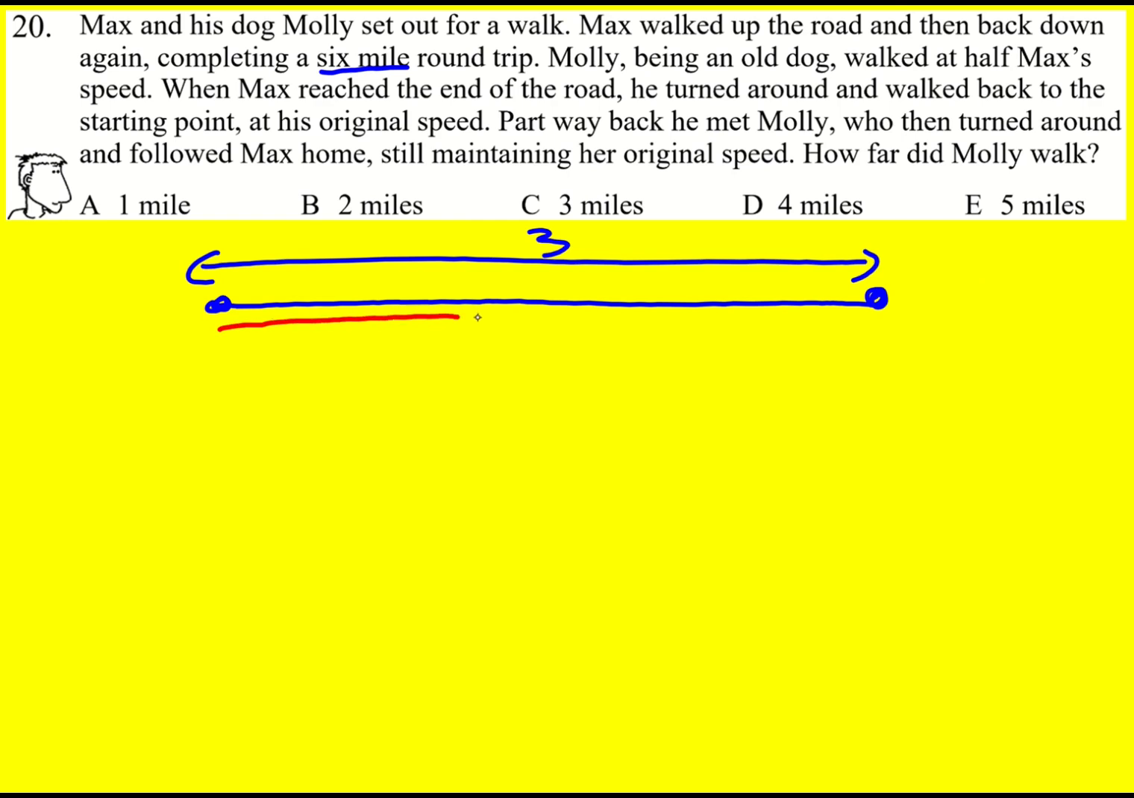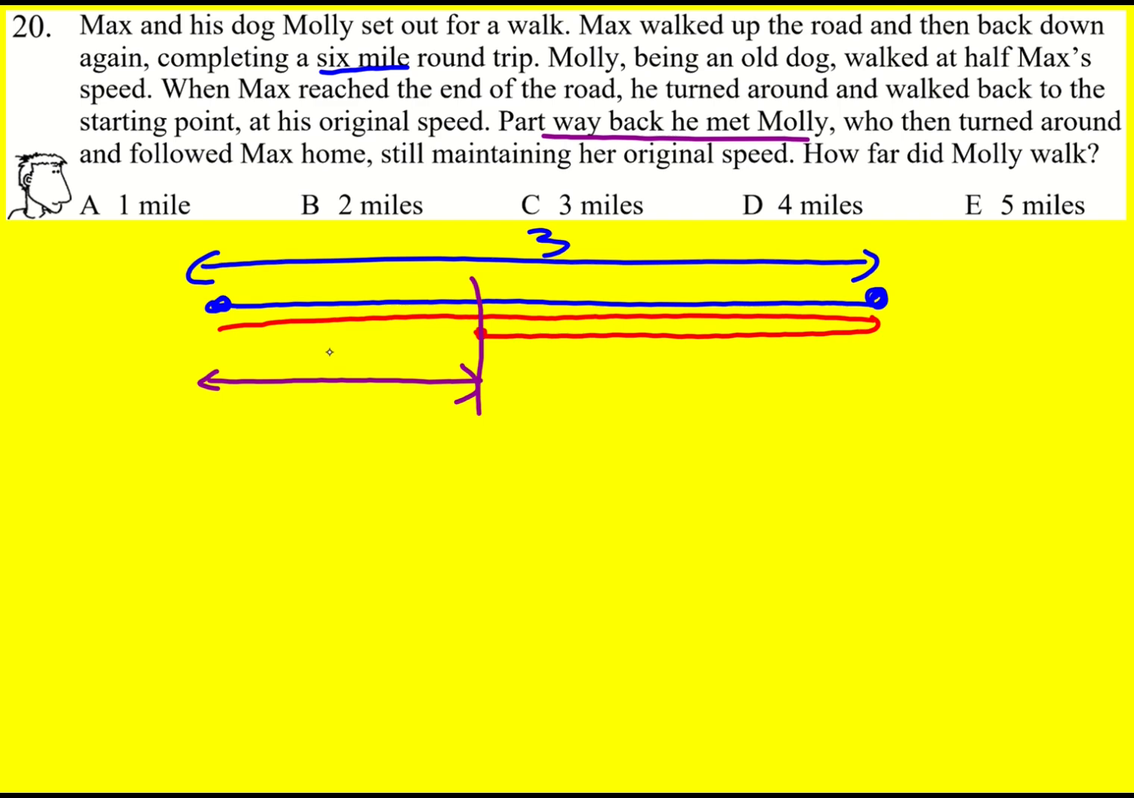Okay, so Max walks the 3 miles here, turns around, walks back, but at some point meets Molly, who's walking this way, part of the way back. So it's this bit here that we're interested in, in fact, this distance, which I'm going to call x. So I've got Max and Molly.